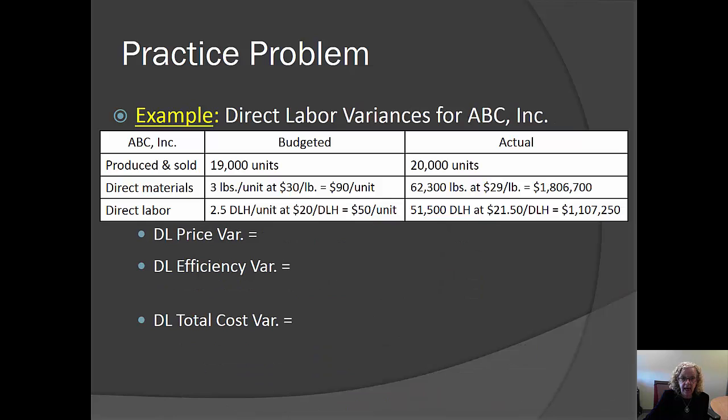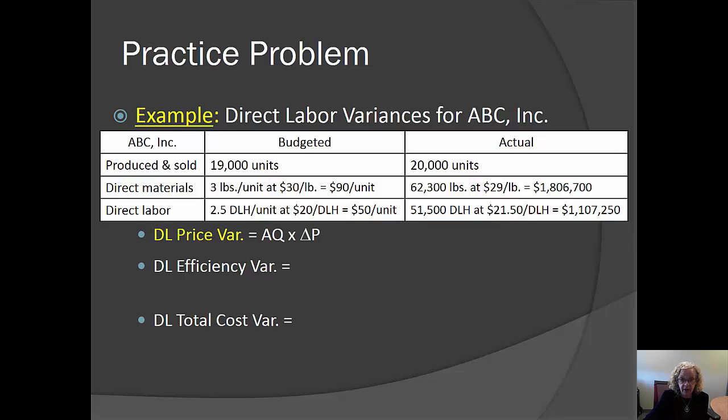Now let's take a look at the direct labor variances for the same firm. I want you to compute the flexible budget price variance for labor, the efficiency variance for labor, and the total cost variance for labor. Let's take a look at the solutions.